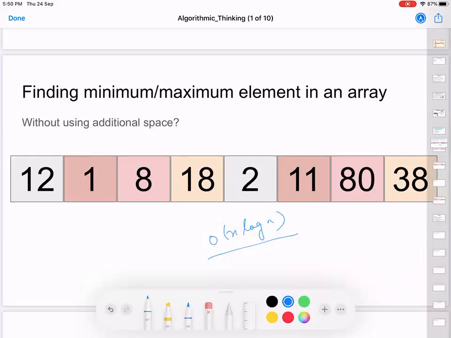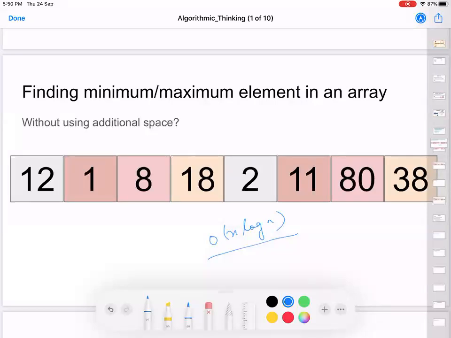Okay, so the answer to this is... anyone wants to say anything? Ma'am, can we use bubble sort for only one iteration and print out the last element? Perfect. So that is the answer. We are going to do bubble sort, but only for one iteration, right?